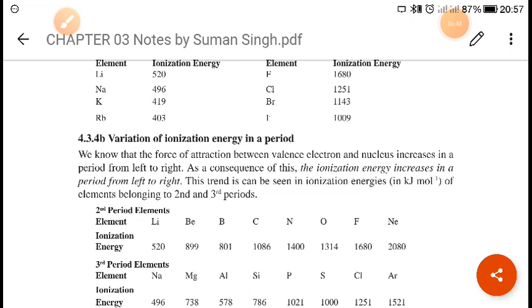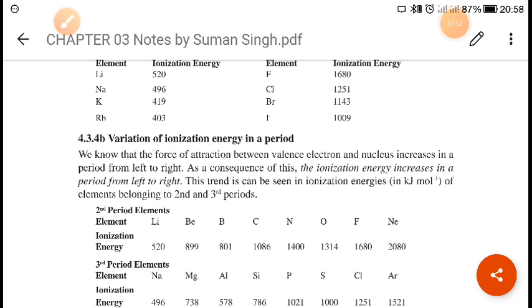Now, although the nuclear charge increases going down the group, because the atomic number is increasing, the effect of this increased nuclear charge gets cancelled by the increase in atomic size and the increase in the shielding effect. And the attractive force between the nucleus and the valence electron goes on decreasing with the increase in atomic number.